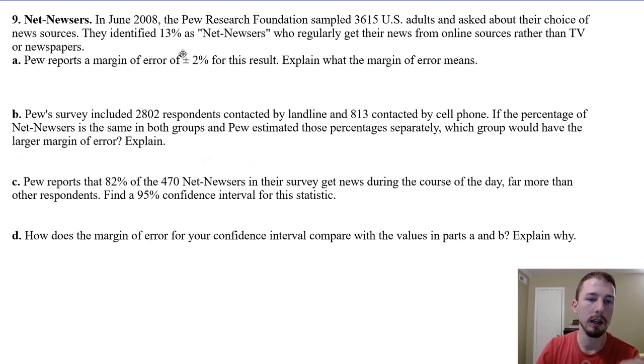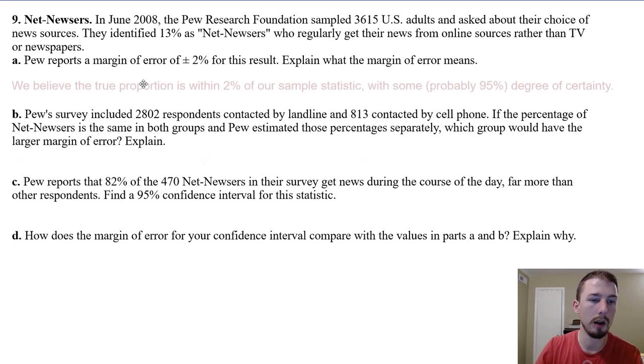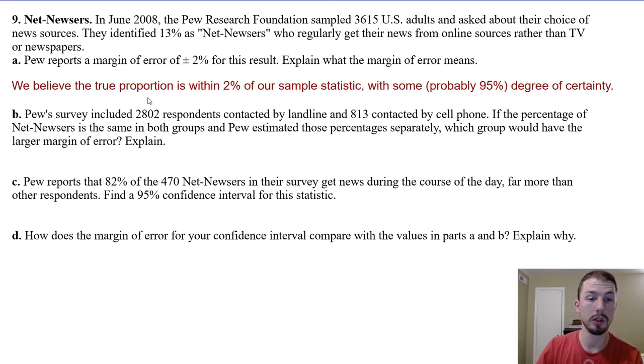And so they believe that the true proportion is within 2% of the 13%, 95% of the time or something like that, whatever their confidence interval. So they believe the true proportion is within 2% of our sample statistic, which was 13%, with some probably 95% degree of certainty. So 95% of samples or confidence intervals would successfully capture the true proportion within 2% of our sample statistic, because the sample statistic is what's going to vary.